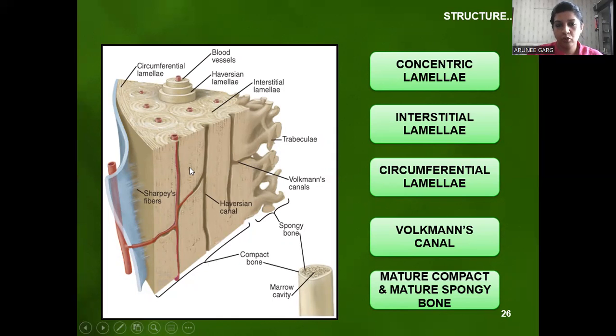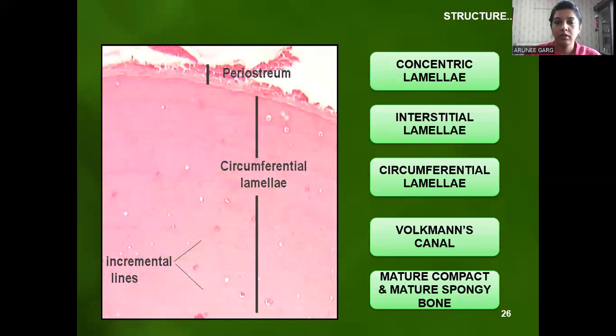Now, bone contains the mature compact bone, and this is the spongy bone which contains large marrow spaces and trabeculae. Spongy bone has a bone marrow cavity, and this is the compact bone which has all the lamellae. The circumferential lamellae are surrounded by the periosteum, again the outer fibrous and the inner cellular layer.